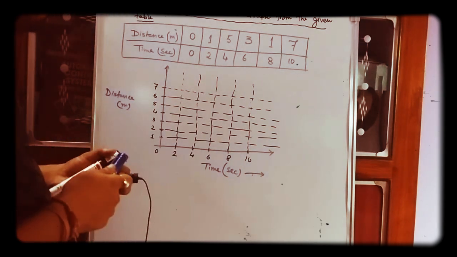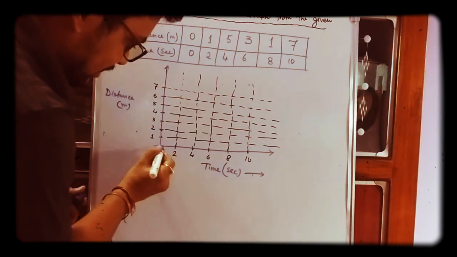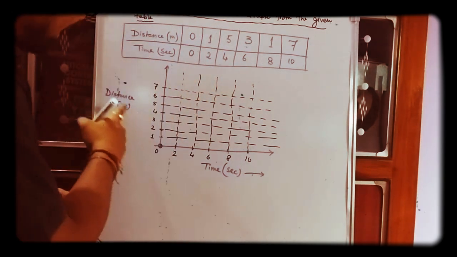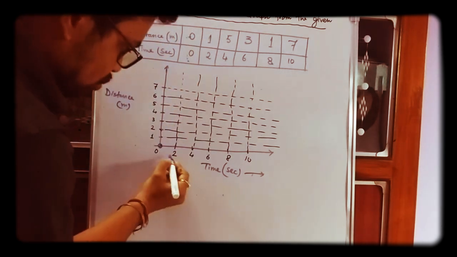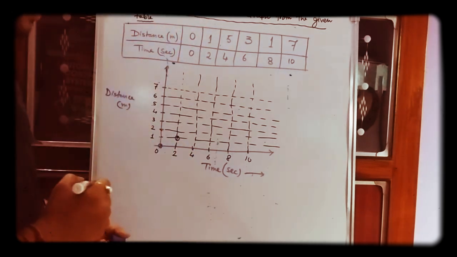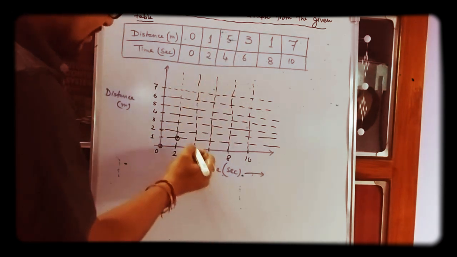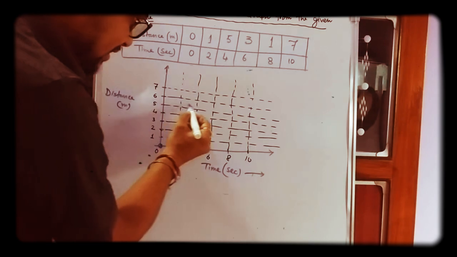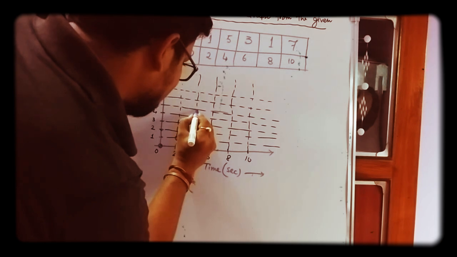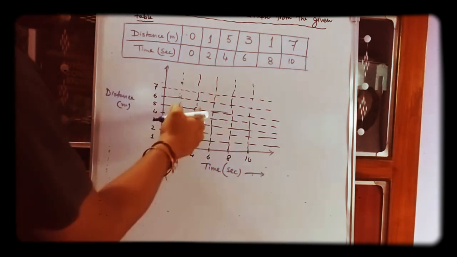Just see, at time 0 the distance is also 0, so time 0 and distance 0 means this point. Next, at time 2 seconds the distance is 1 meter. Towards the time axis 2 and towards the distance axis 1 meter. This means this point, 2, 1. Now at time 4 seconds the distance is 5 meters. This is the line of 5 and this is the line of 4. So where will 4 and 5 coincide? At this point.